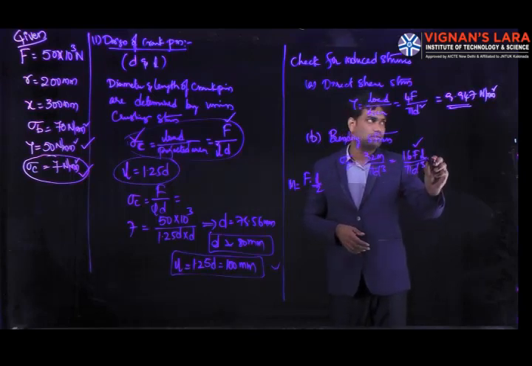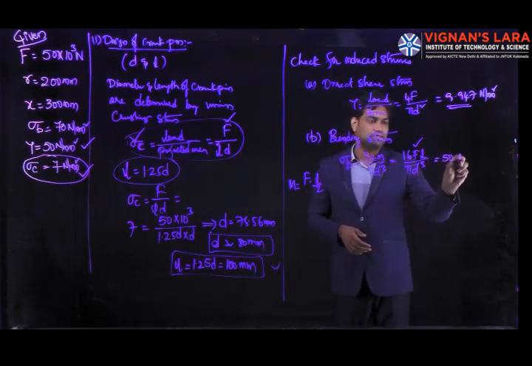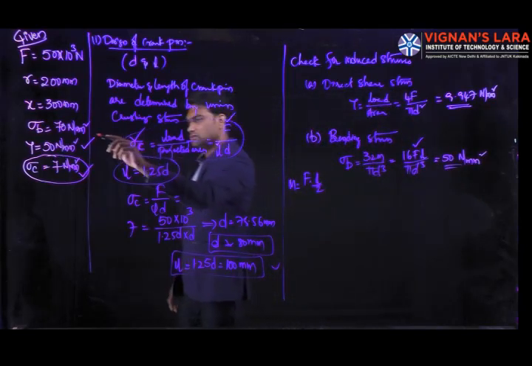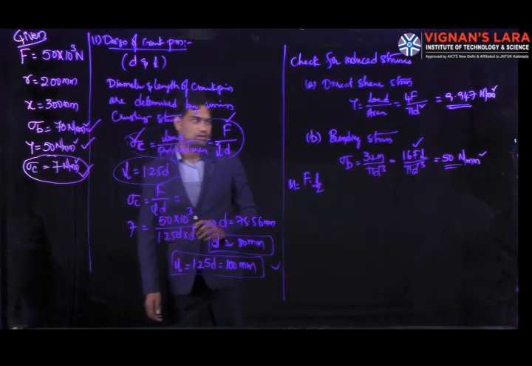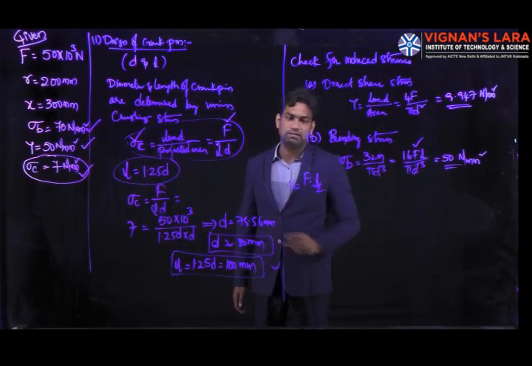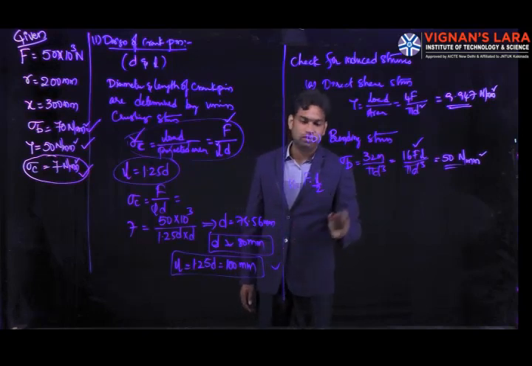By substituting all the values, I may get 15 Newton per mm square as the induced bending stress. Here the allowable stress is 70, so the induced bending stress is less than the given permissible value, then the design is safe. So you need to mention that here.